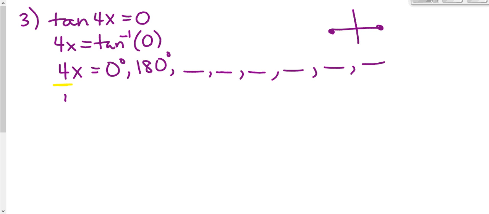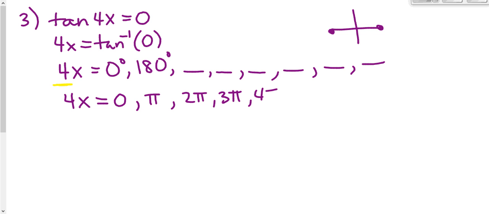But before we find those answers, if we want, we can convert our answers to radians. So we have 0 and we have pi. Now let's add 2 pi to each of those, and we have 2 pi and we have 3 pi. Let's add 2 pi to each of those, and we have 4 pi and we have 5 pi. And let's add 2 pi to each of those, and we have 6 pi and we have 7 pi. Now we divide everything by 4.